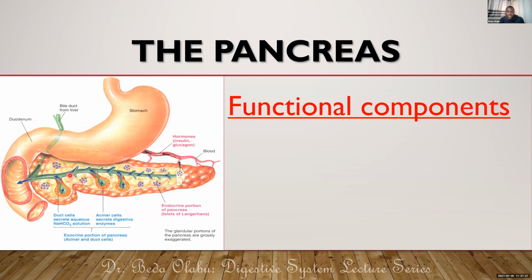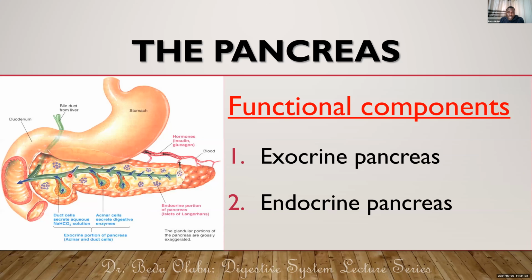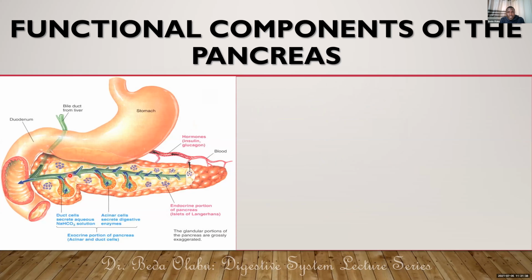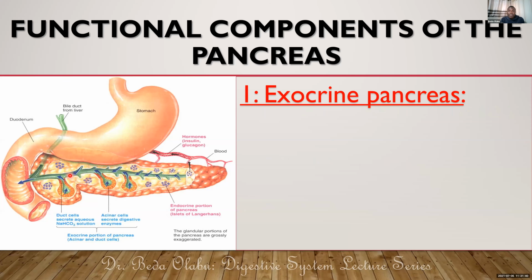Functionally, the pancreas has 2 components, the exocrine part and the endocrine part. Let's start with the exocrine part. The exocrine pancreas consists of pancreatic acini. So there are also acini of the pancreas, now pancreatic acini.